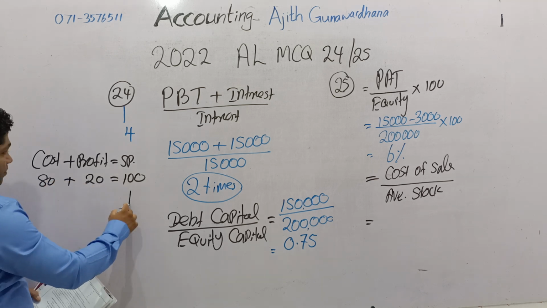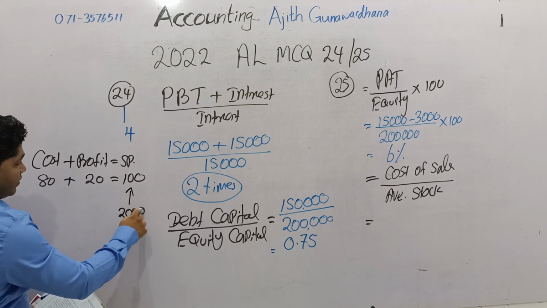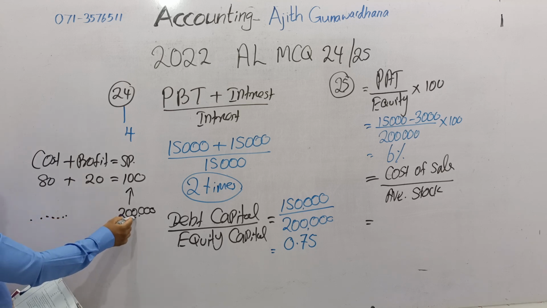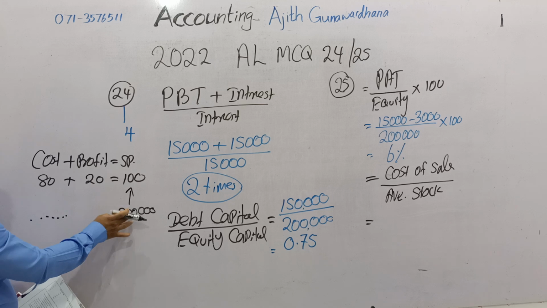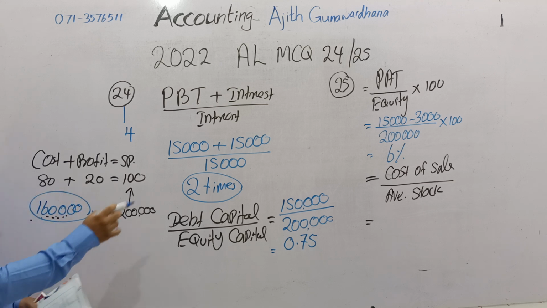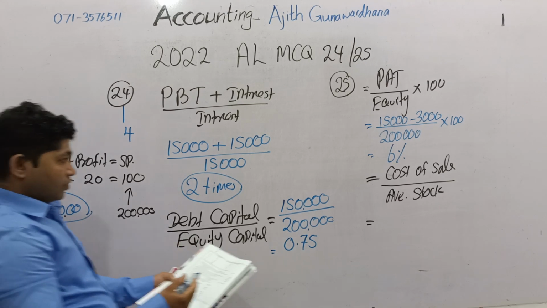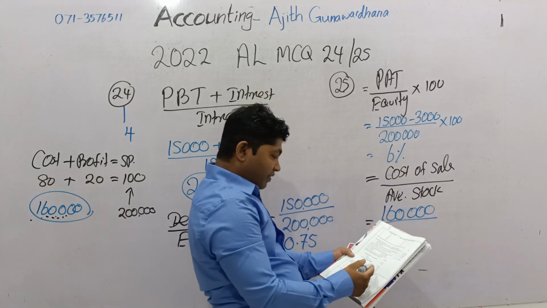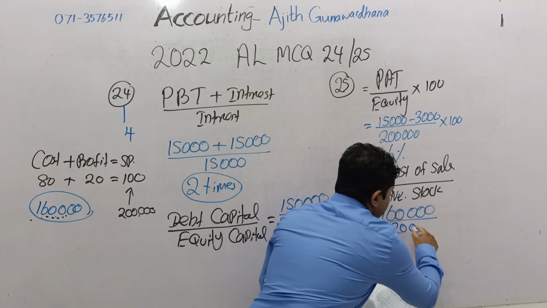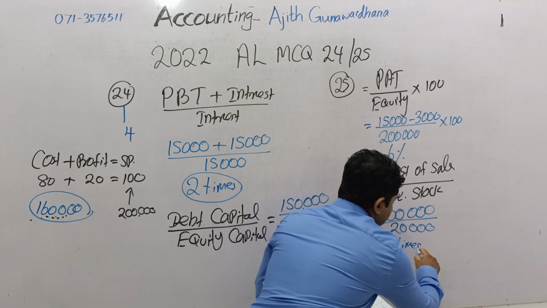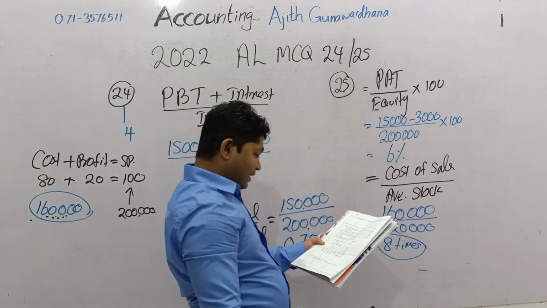In this example, the sales value is given as 200,000. Therefore cost of sales can be calculated: this value divided by 100 into 80, so cost of sales is 160,000. This cost of sales is divided by average stock, which is given as 20,000. Therefore 160,000 divided by 20,000, the inventory turnover ratio equals 8 times.